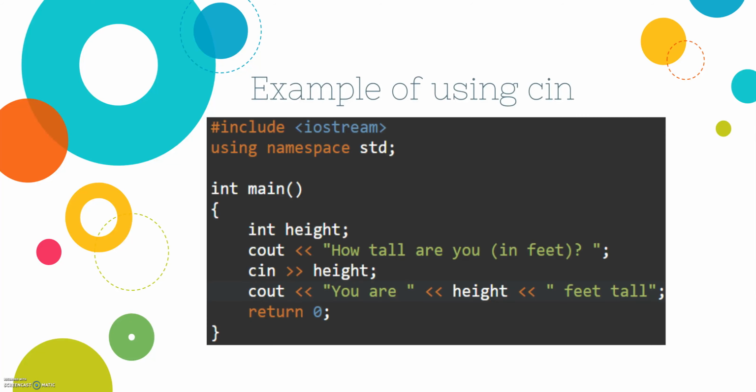Then, how to actually use the cin? You write cin and the opposite symbols, so from the other direction than the ones we usually use for cout, and then whatever variable you want to store their input in. So in this case, we're storing the input in a variable called height. But remember, it's very important that to store anything in that variable, you must first have declared that variable, as you can see over here.